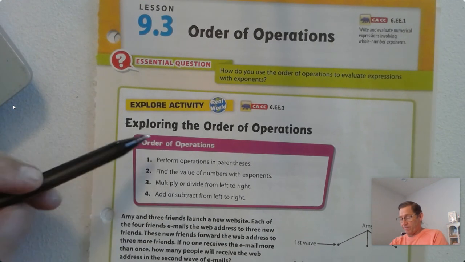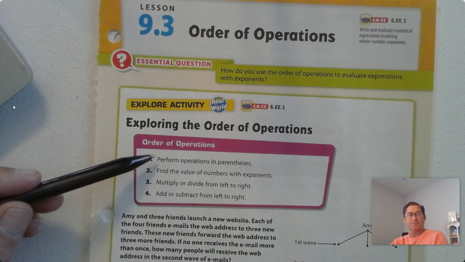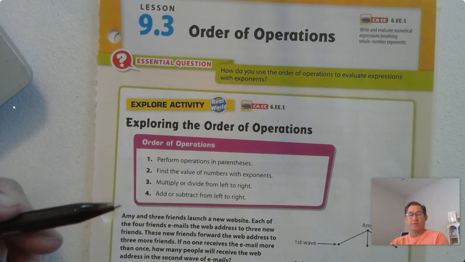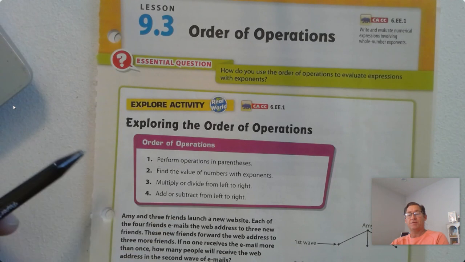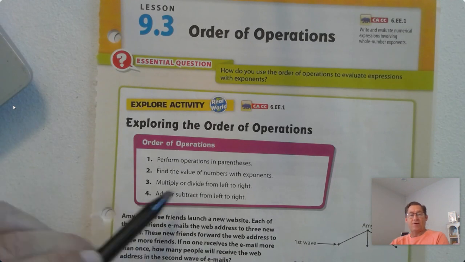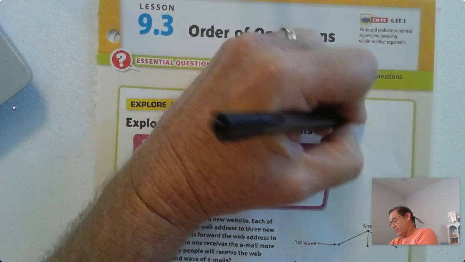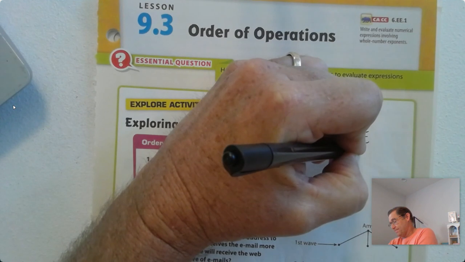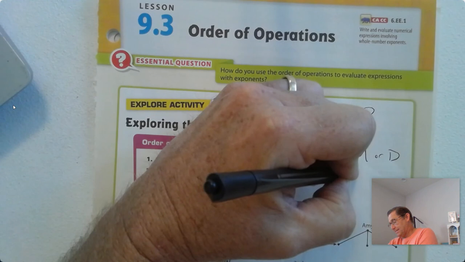You'll recall that the order of operations: number 1, perform operations in parentheses. 2, find the value of numbers with exponents. 3, multiply or divide from left to right. And add or subtract from left to right. And so you're probably familiar with the acronym PEMDAS.